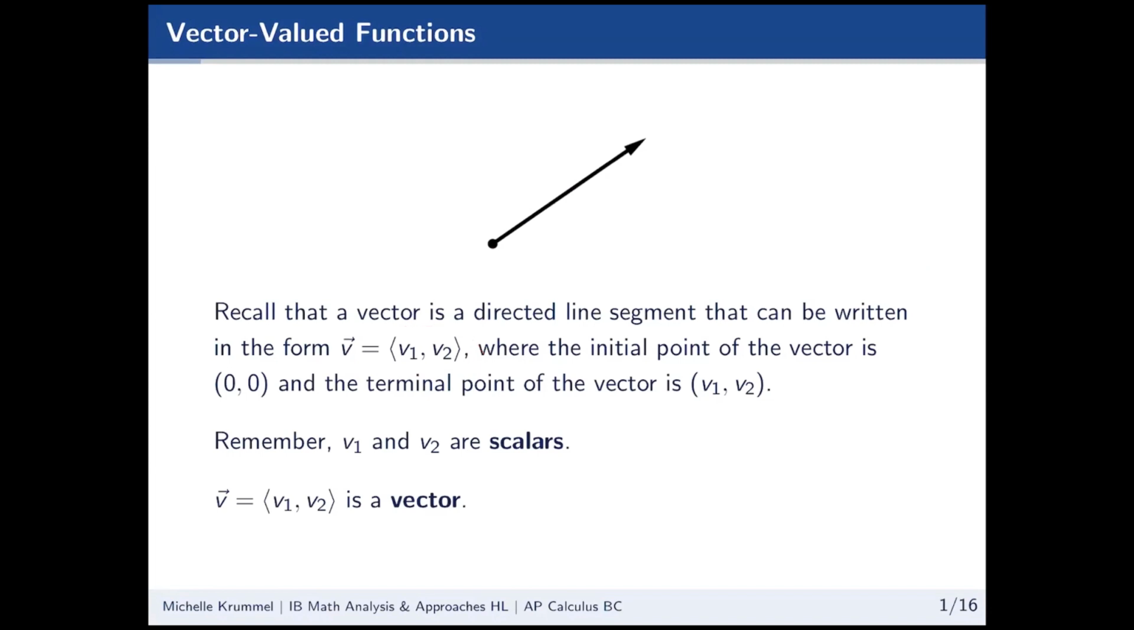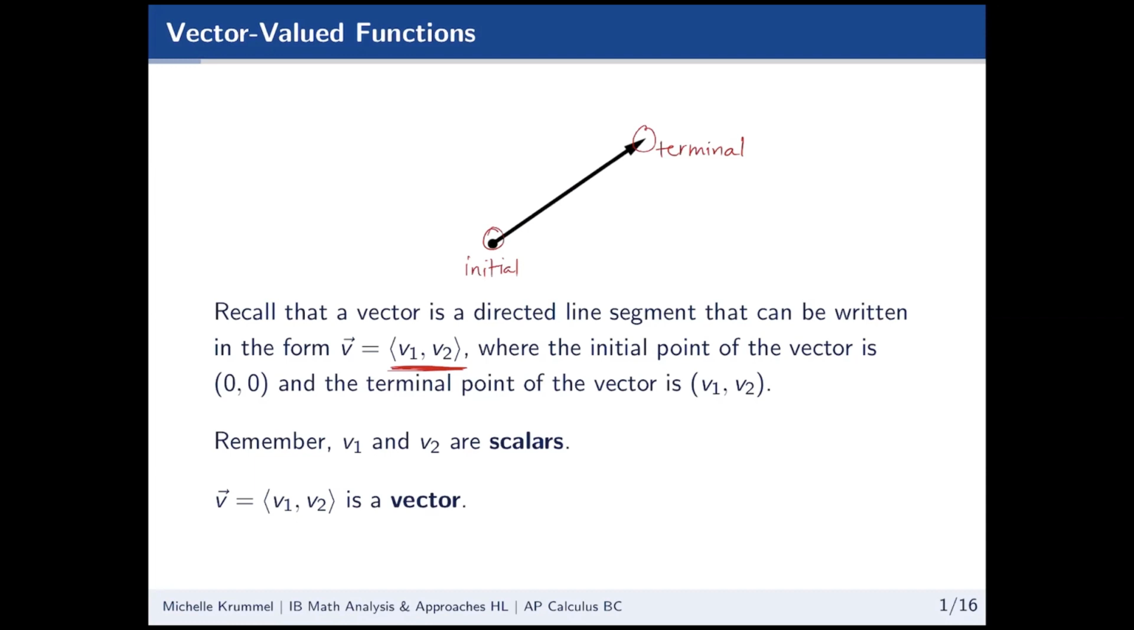Now, every vector has an initial point and a terminal point, right? So here's our initial point, and here's our terminal point. If we know it's in standard position, we know the initial point is at the origin, then all we need to know is the terminal point in order to figure out which vector we're talking about. So we have this convenient notation. Whenever you see this notation with the angular brackets, and you've got v1 comma v2 inside, the v1 comma v2, those are giving you the coordinates of that terminal point.